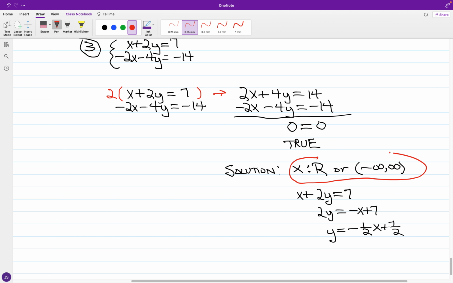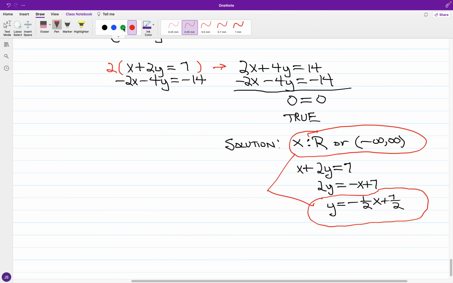So for the solution, you have x consisting of all real numbers, and while x is all real numbers, in line with x we have for y negative 1/2 of x plus 7/2, and this type of system is going to be consistent and dependent.